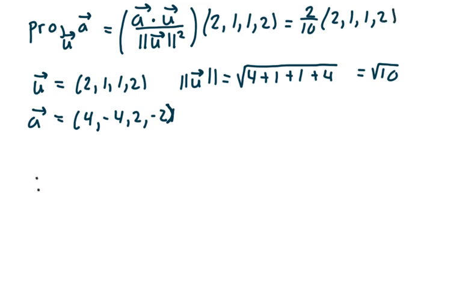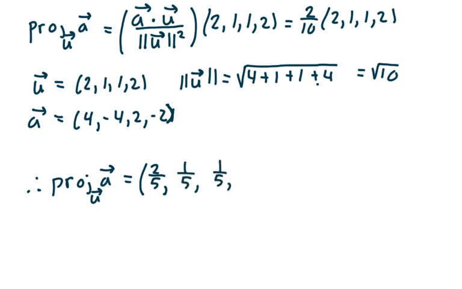So coming down here, the projection of A onto U is, so if I go through this, I'm going to get 4/10, which is reduced to 2/5, 1/5, 1/5, 2/5.